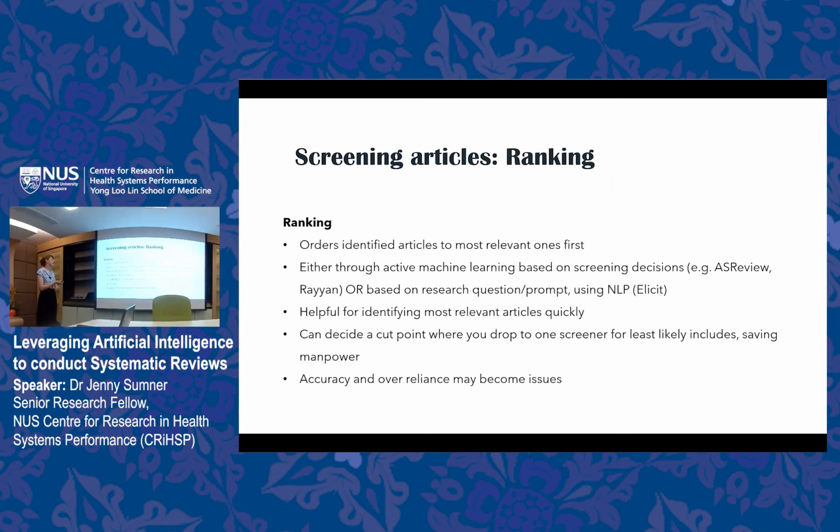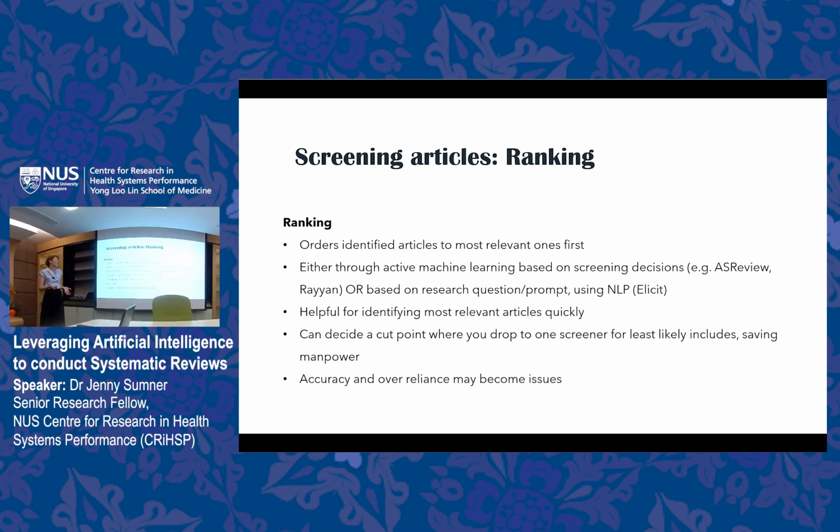In terms of ranking, this is where these software tools are able to order the identified articles with the most relevant ones first. So when you're screening, it's showing you the ones that it thinks are the includes, and then slowly down to your excludes. It does this through two means. It's either through machine learning, so it makes those order decisions based on your screening decisions, so it will keep iterating as you go, or it's based right from the research prompt at the start using NLP.